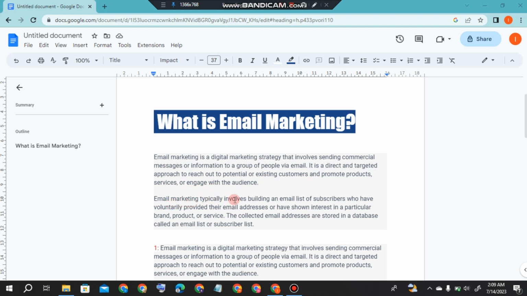Email marketing typically involves building an email list of subscribers who have voluntarily provided their email addresses or have shown interest in a particular brand, product, or service. The collected email addresses are stored in a database called an email list or subscriber list.